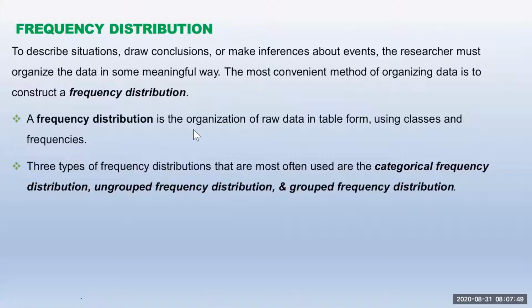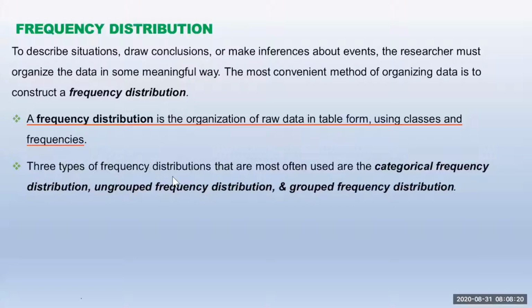A frequency distribution is the organization of raw data in table form using class and frequency. So that is the definition. Whenever we say frequency distribution, it is the organization of raw data in table form using class and frequency. So as it is defined here, in order to make the frequency distribution, we make a table and we'll have the frequency, or count, of how many of those items are there.